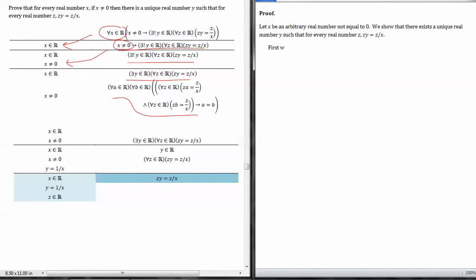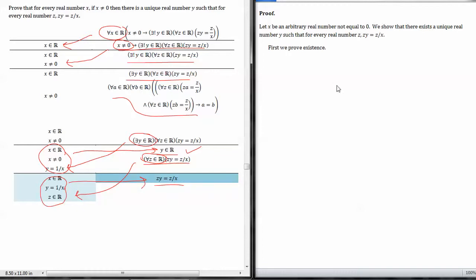And first we're going to prove existence. So how did that go? Well, we decided that y was going to be 1 over x, and we had a couple things to prove, and x being non-zero essentially gave us our first goal, that y is a real number, and then we had to let z be an arbitrary real number, and then we got that out of this stuff.